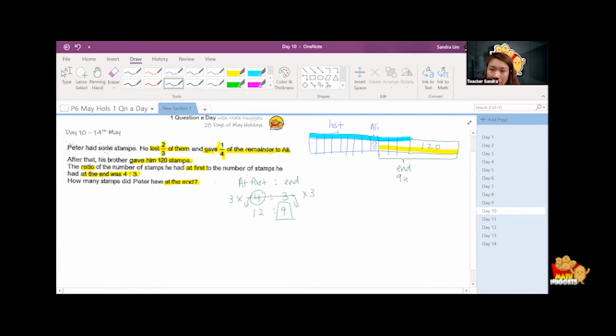It tells us that this 120 will be 6 units, right or not? Because we have 1U, 1U, 1U here, right? Do you see that? Okay, so from here, we are able to tell that 6 units is 120. So 1 unit will be 120 divided by 6, which is 20. So we want to find Peter at the end. Oh, so that's just 9 units. So you just solve for 9 units. 20 times 9, which is 180.